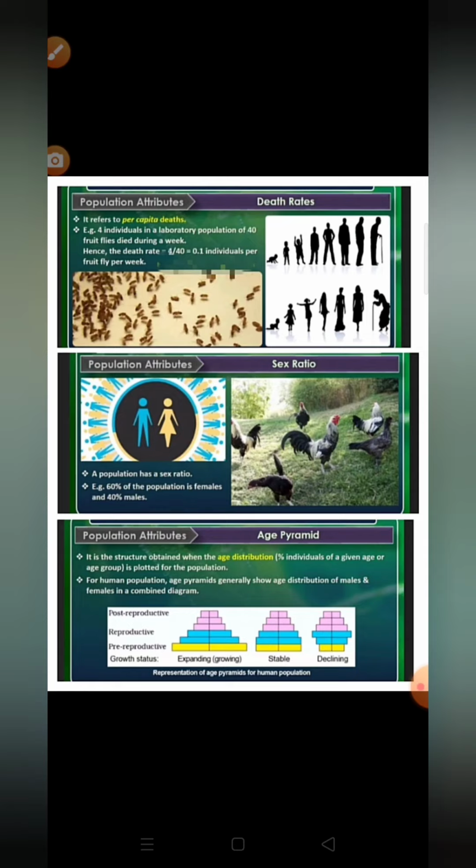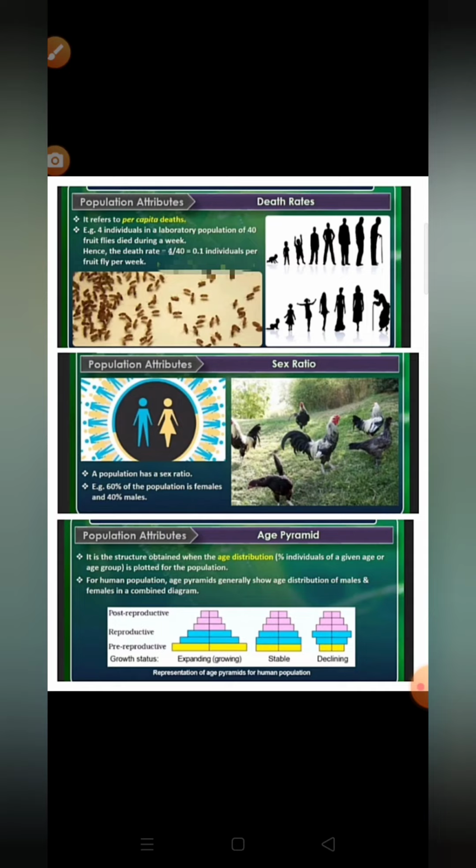And what is age pyramid? Age pyramid is the structure which is obtained when the age distribution is plotted for the population. The pyramid indicates the ratio of pre-reproductive, reproductive and post-reproductive individuals in a particular population. It is of three types: expanding, stable, and declining. You can see in this slide the pre-reproductive is denoted in yellow, the reproductive in sky blue, and the post-reproductive in pink. You can see the chart here.